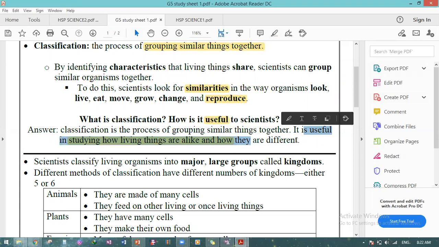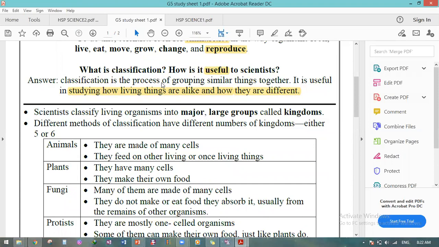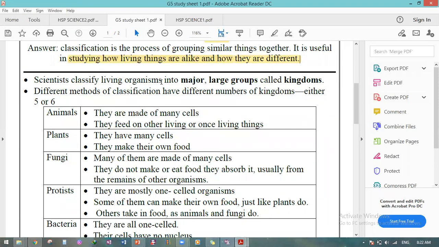Guys, you'll find the study sheet in here. Just let me finish this part, and if you have any questions, just leave them till the end.